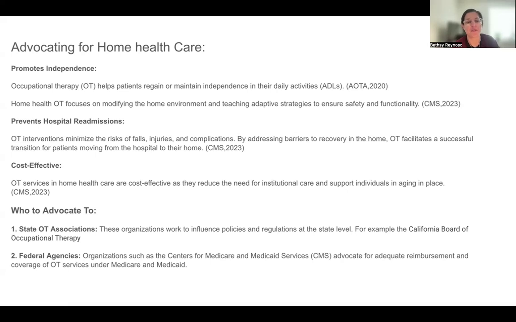Occupational therapy interventions minimize the risk of falls, injuries, and complications by addressing barriers to recovery in the home. Occupational therapy facilitates a successful transition for patients moving from hospital to their home. It is cost effective. Occupational therapy services in home health care are cost effective as they reduce the need for institutional care and support individuals aging in place.